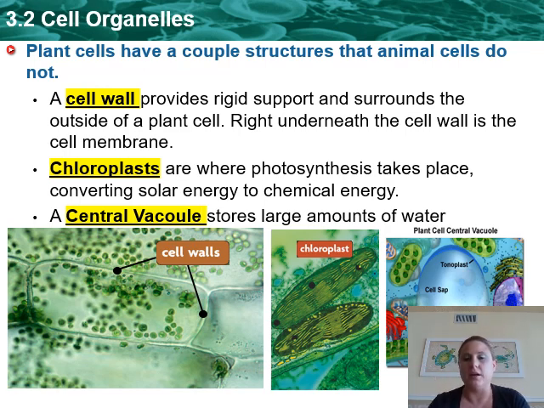Okay, and then basically everything else is found in both, except for the centrosomes and centrioles. Those help with cell division in animal cells. Everything else is the same for both plants and animals.